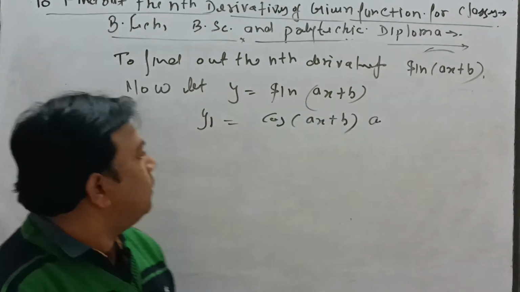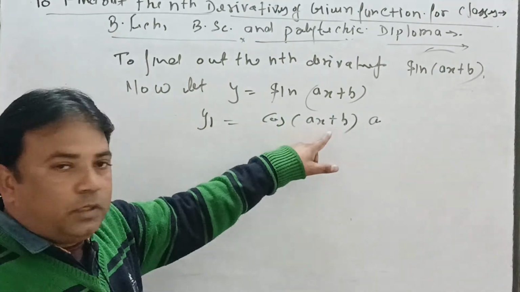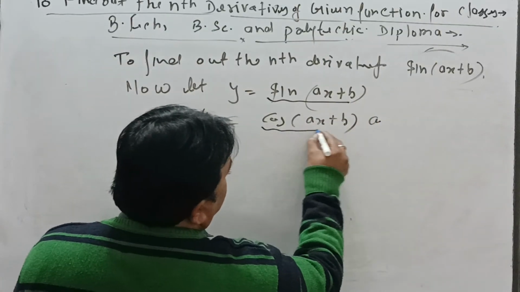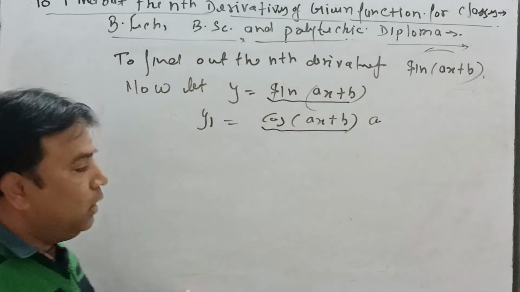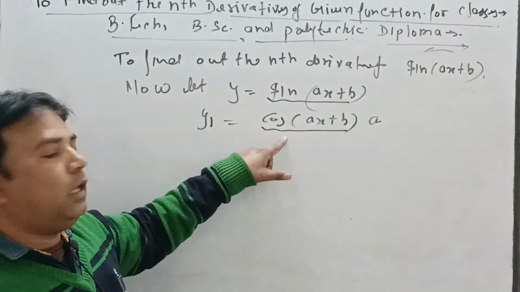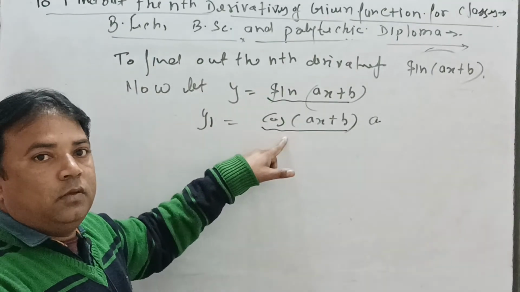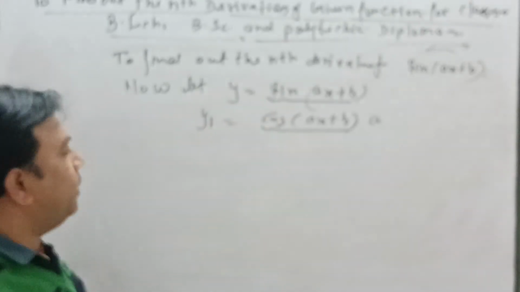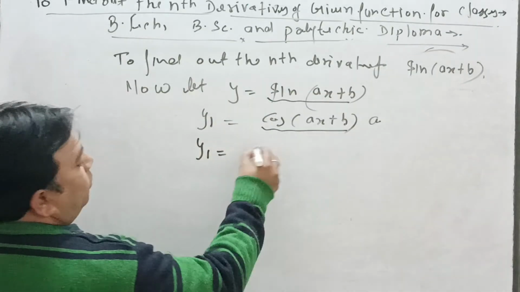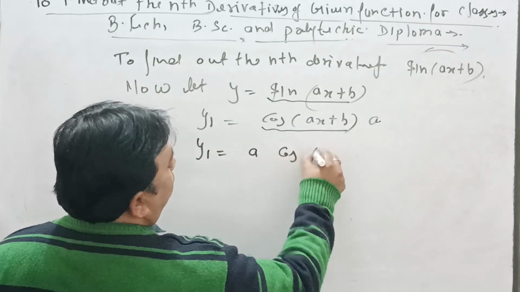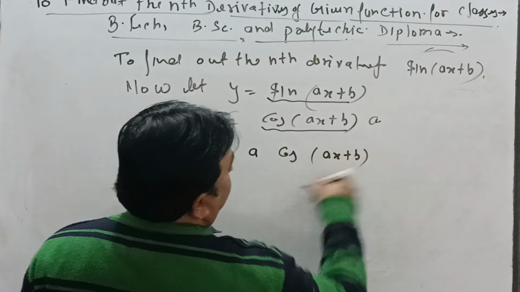So you check it. y1 is equal to the initial function, but with a change from the differentiated function. We change this function back into the initial function. So y1 = a cos(ax + b).